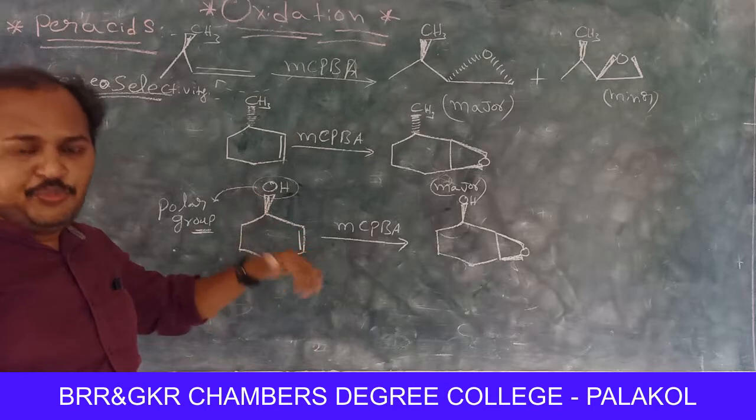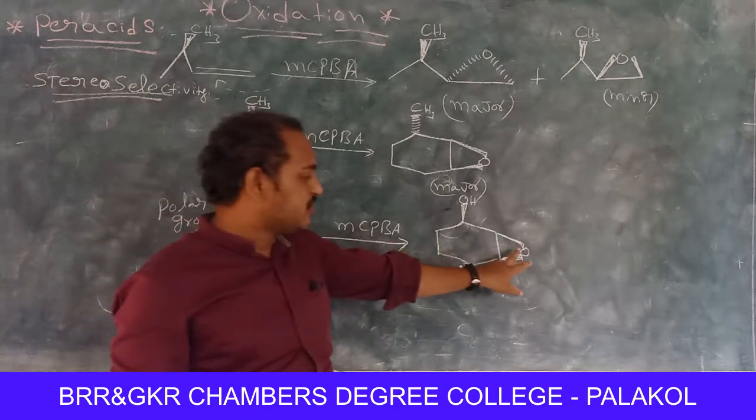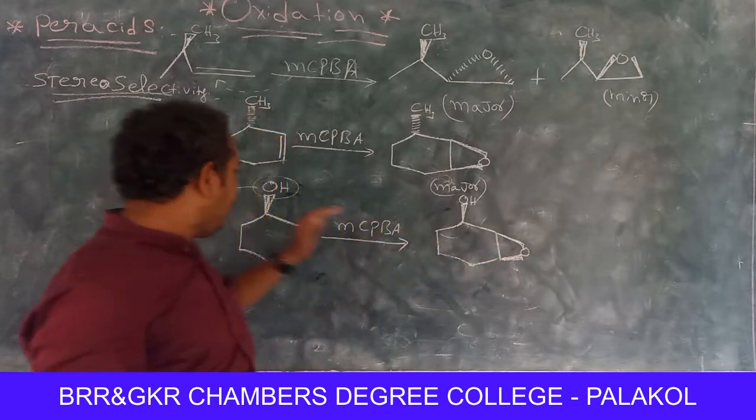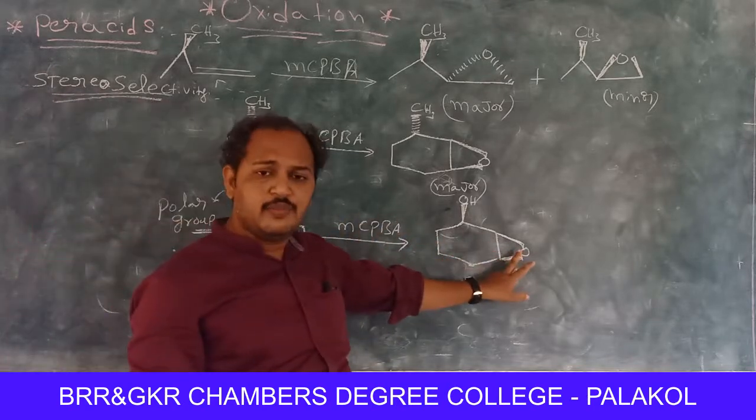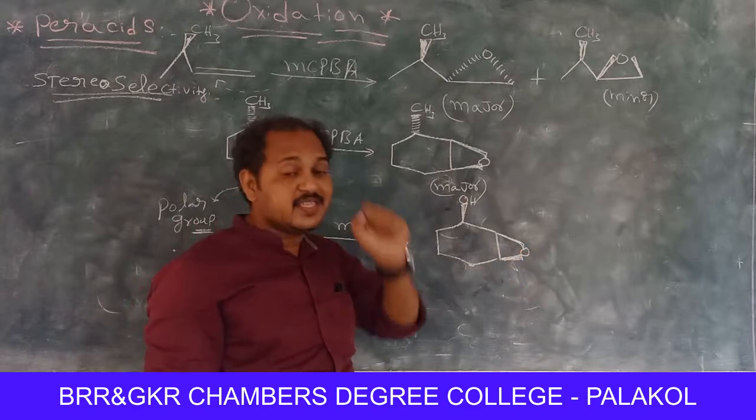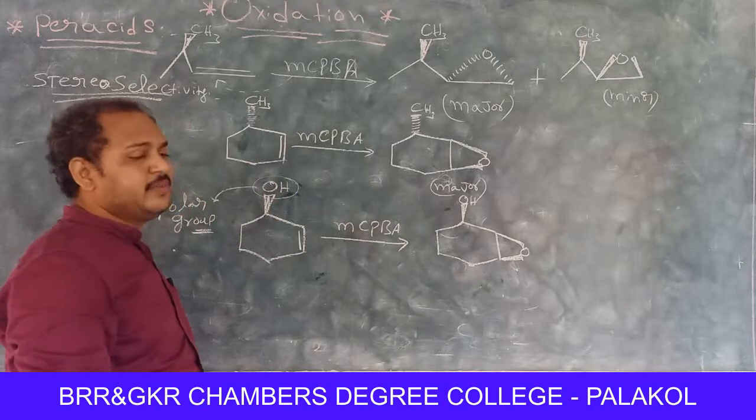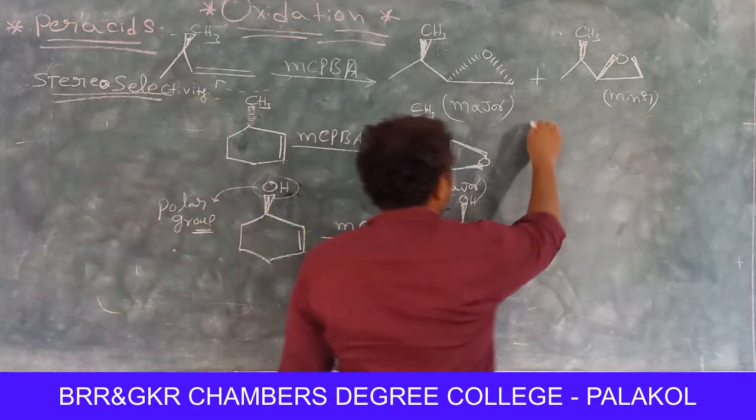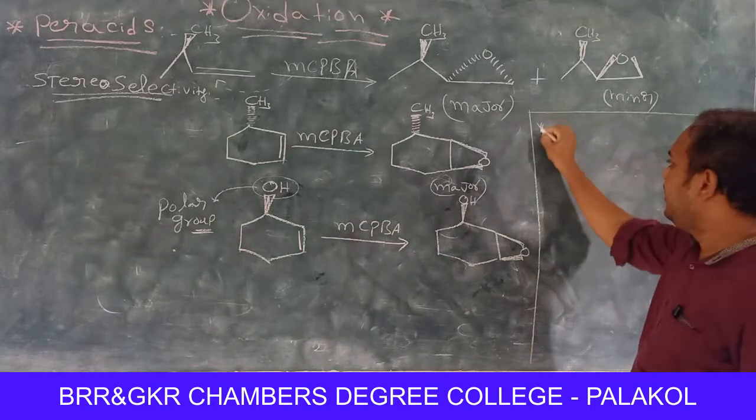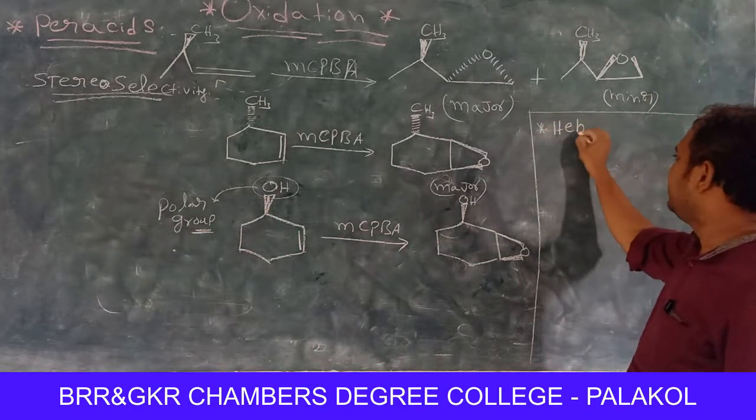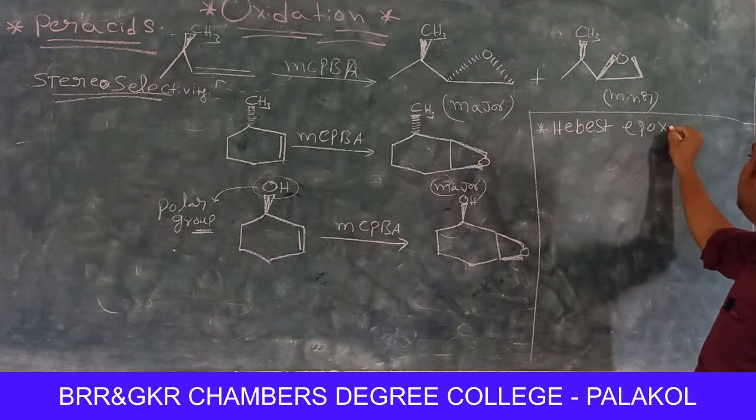That is, if the polar group is present in the above plane, you get the epoxide in the above plane. If the polar group is present below the plane, you get the epoxide formation from below the plane. Why is it happening? That was explained by the scientist Henbest. Hence we call it Henbest epoxidation.